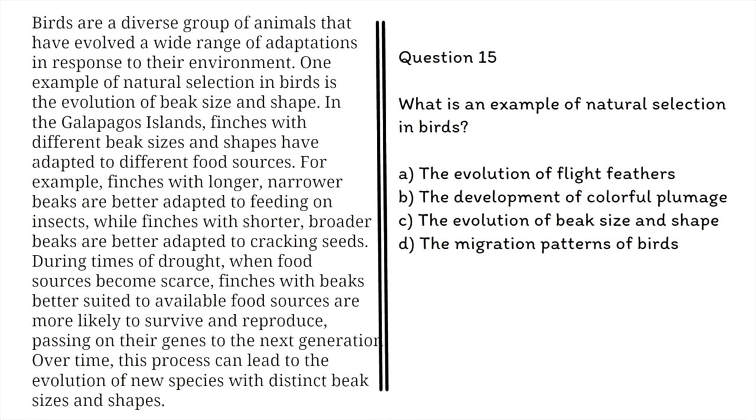Question 15. What is an example of natural selection in birds? A. The evolution of flight feathers. B. The development of colorful plumage. C. The evolution of beak size and shape. D. The migration patterns of birds.